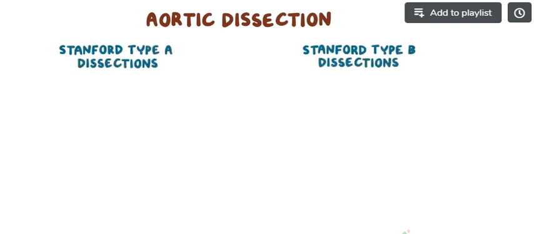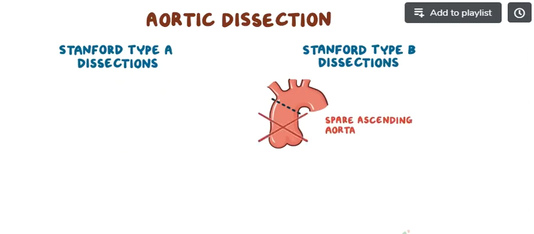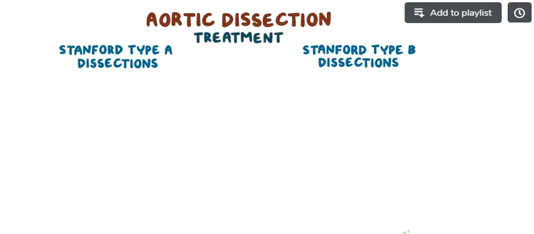Aortic dissection is classified with the Stanford classification as Type A and Type B dissections. Type A dissections involve the ascending aorta, regardless of the site of the primary intimal tear, while all dissections that spare the ascending aorta are classified as Type B. It's important to recognize the difference because the treatment differs.